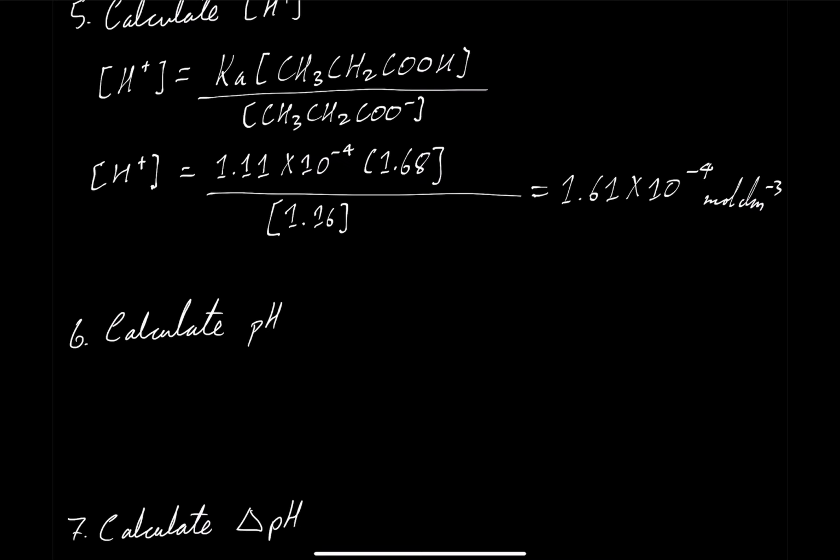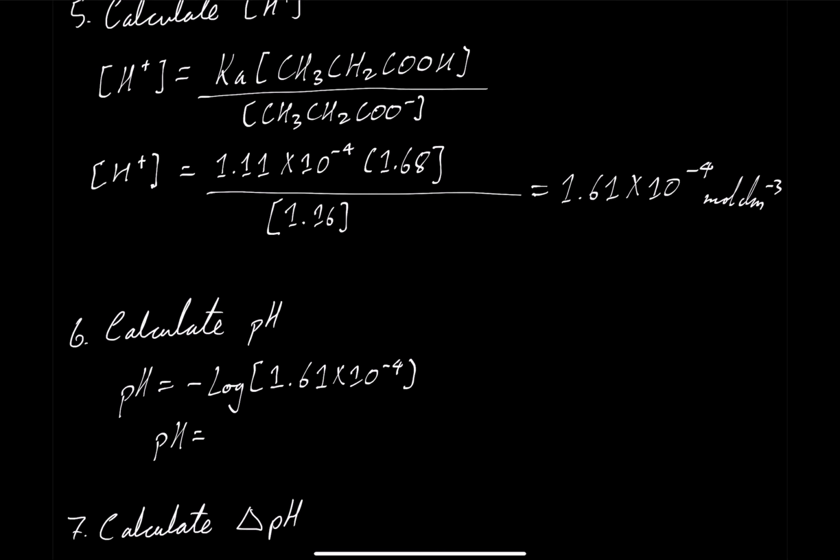So our pH is equal to, remember, minus log base 10 of our H plus concentration. Our H plus concentration is 1.61 times 10 to the power of minus 4. And then put that into our calculator. pH is equal to minus log, which gives 3.79.